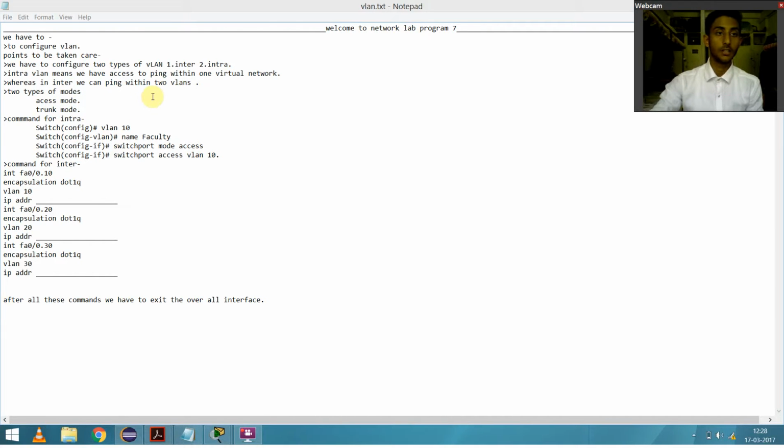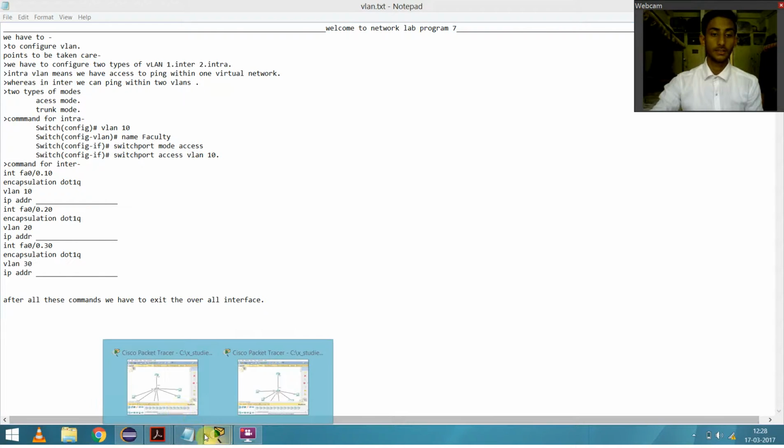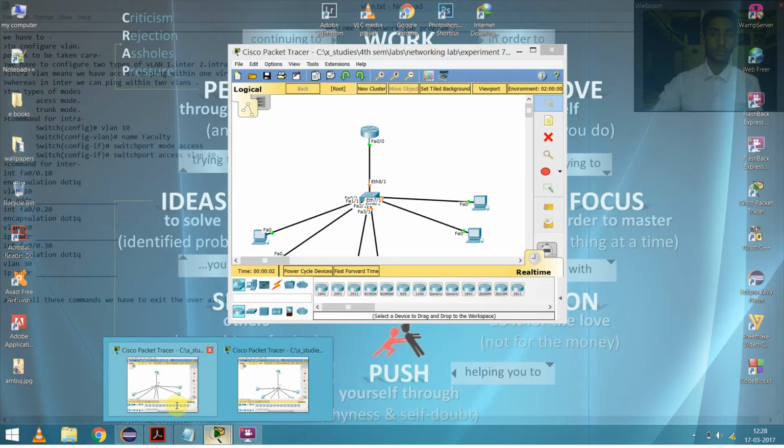That's what inter means. Now there are two types of modes. Theoretically speaking, there is an access mode and there is a trunk mode. So whenever there is an access given to only a single person, that is access mode, and when there are a lot of persons allowed, that is known as trunk mode. Now let us get into the basic topology of inter and intra.